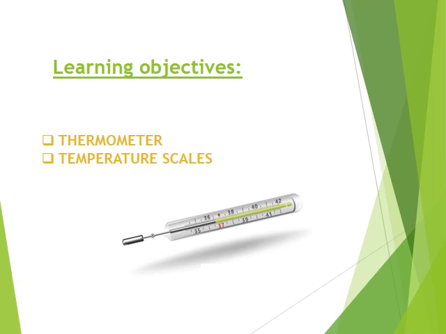My dear students, here are our learning objectives. We will learn in this video what is heat, what do you mean by heat, and how can we measure heat. We use the instrument that is called a thermometer, and to make this thermometer we use two types of scales that are called temperature scales.